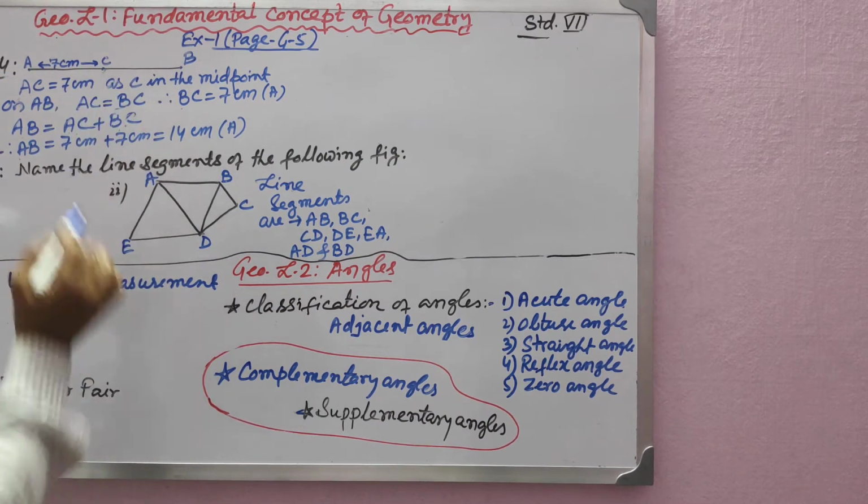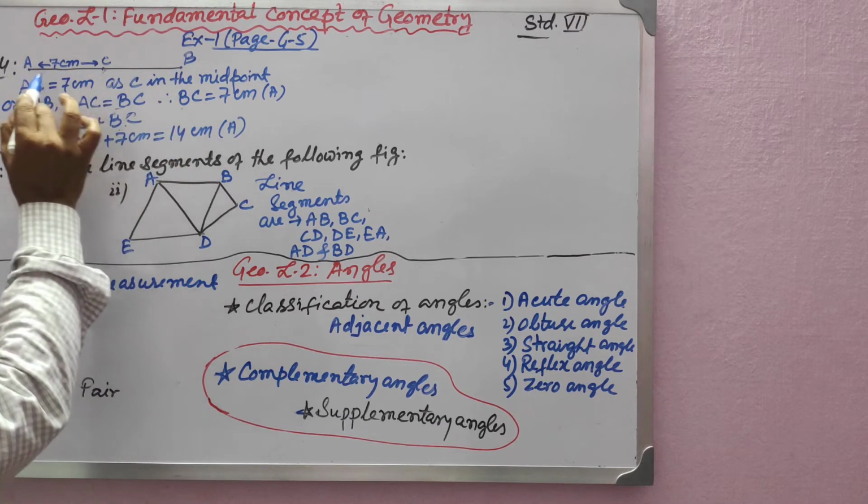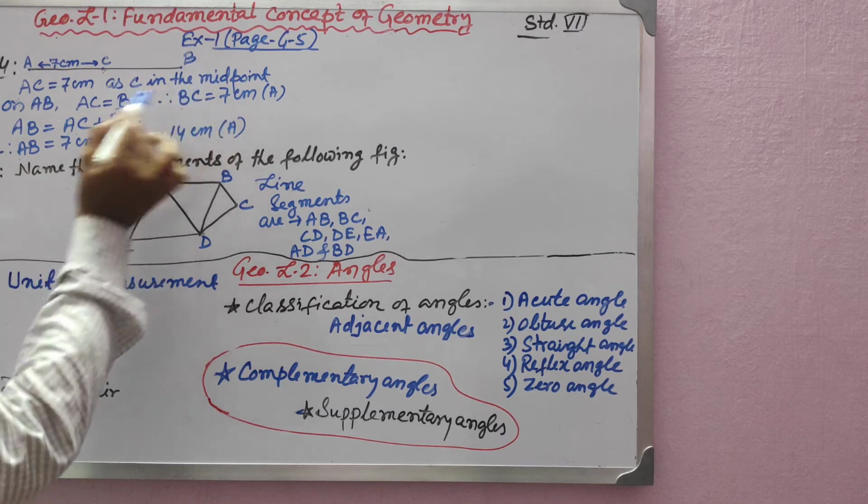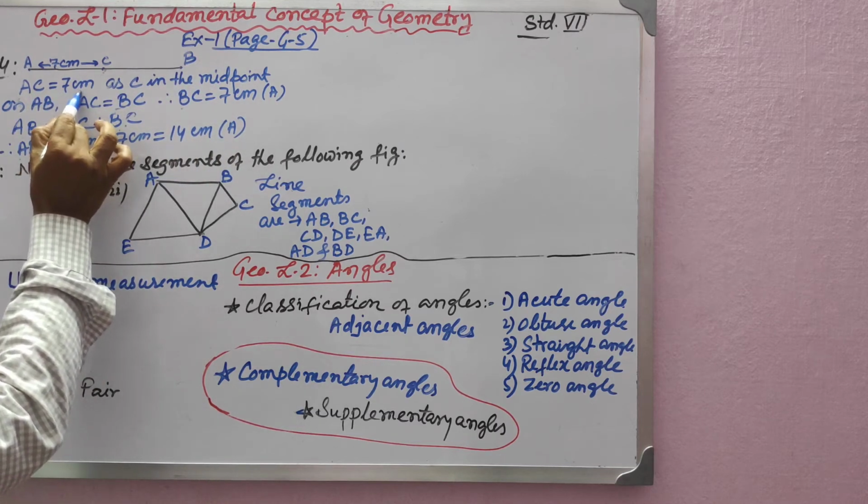C is the middle point. Definitely AB is divided into two, that is AC plus BC. AC and BC are equal. So AC is equal to 7 centimeter.